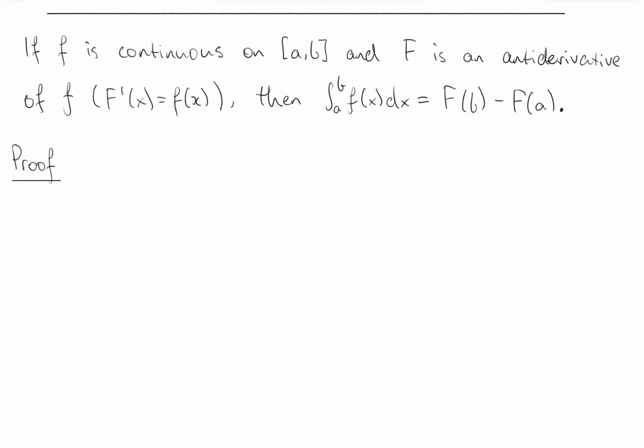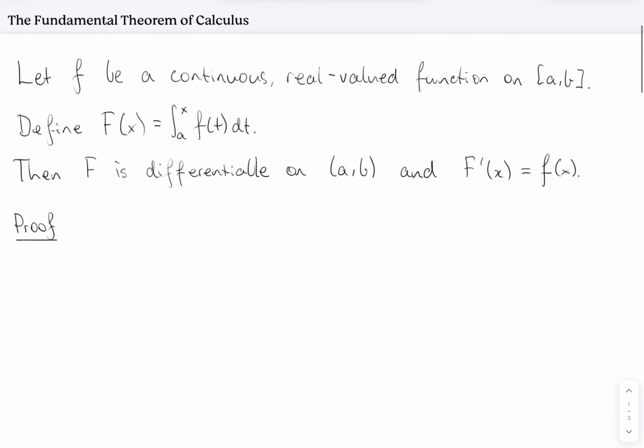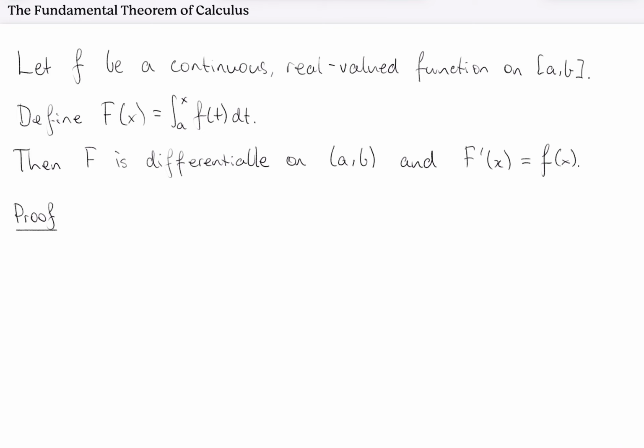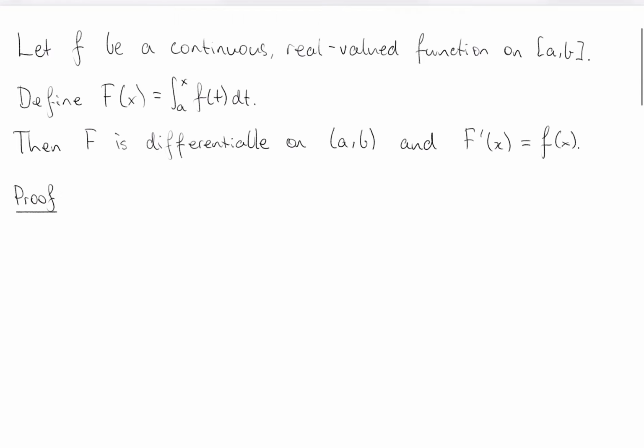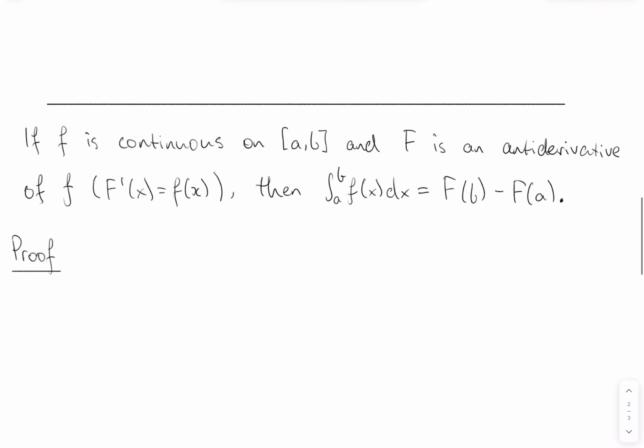Before we go ahead with the proof of this, we need to prove something first. So here we have a statement. Let f be a continuous real-valued function on the closed interval a to b. If we define capital F of x to be the integral from a to x of f of t dt, some dummy variable, then the function capital F is differentiable on the open interval from a to b, and the derivative of capital F of x is just little f of x. So we're going to use this statement as our assumption for the next statement.